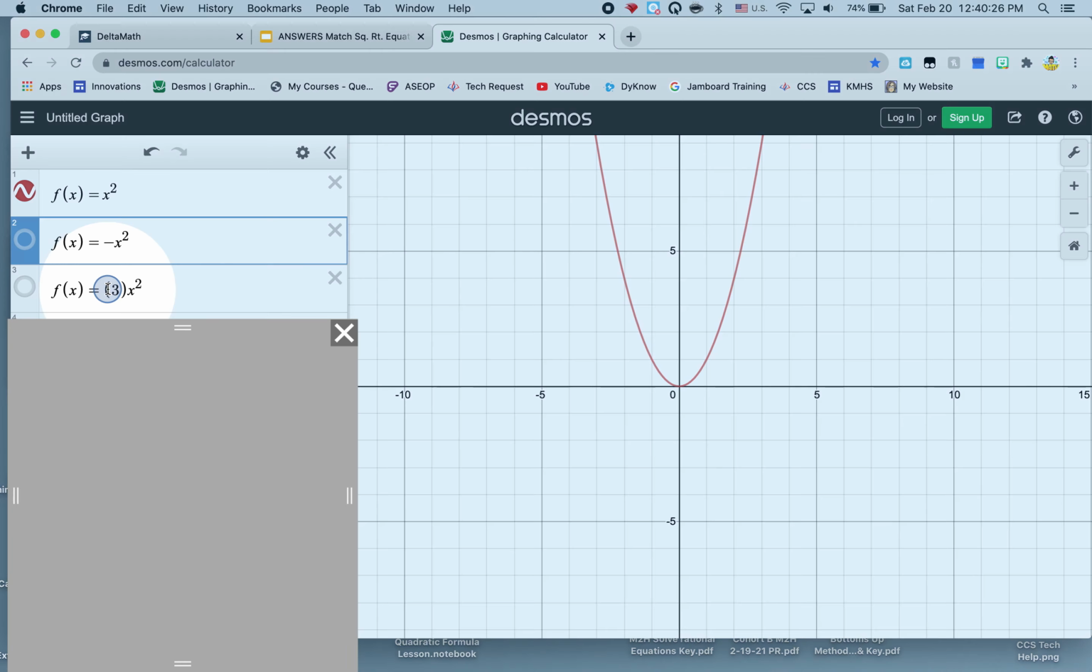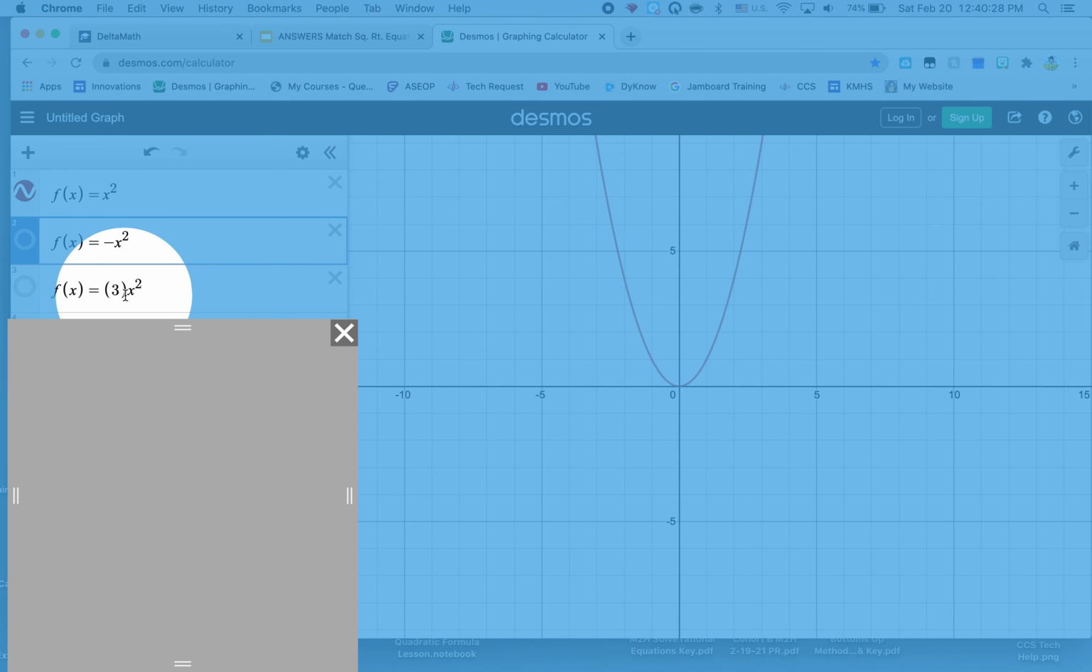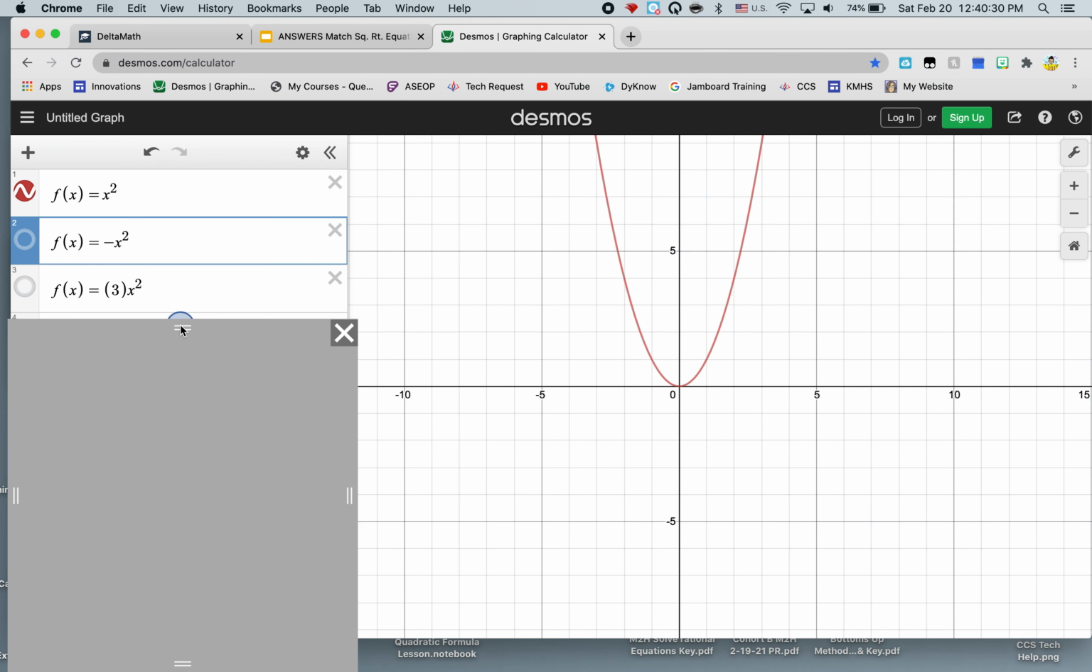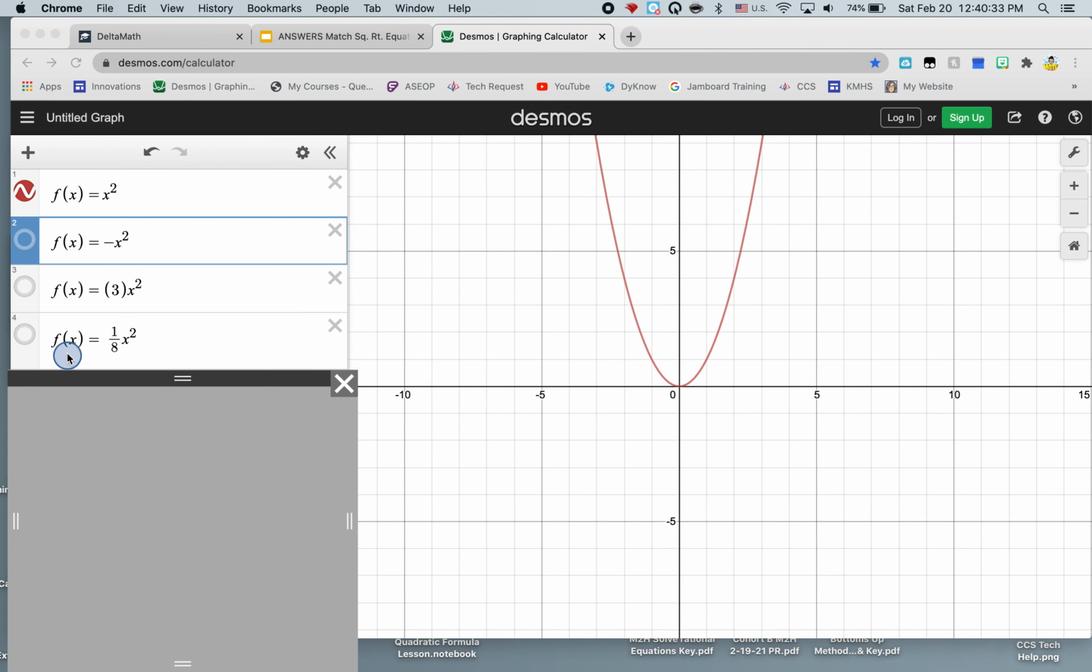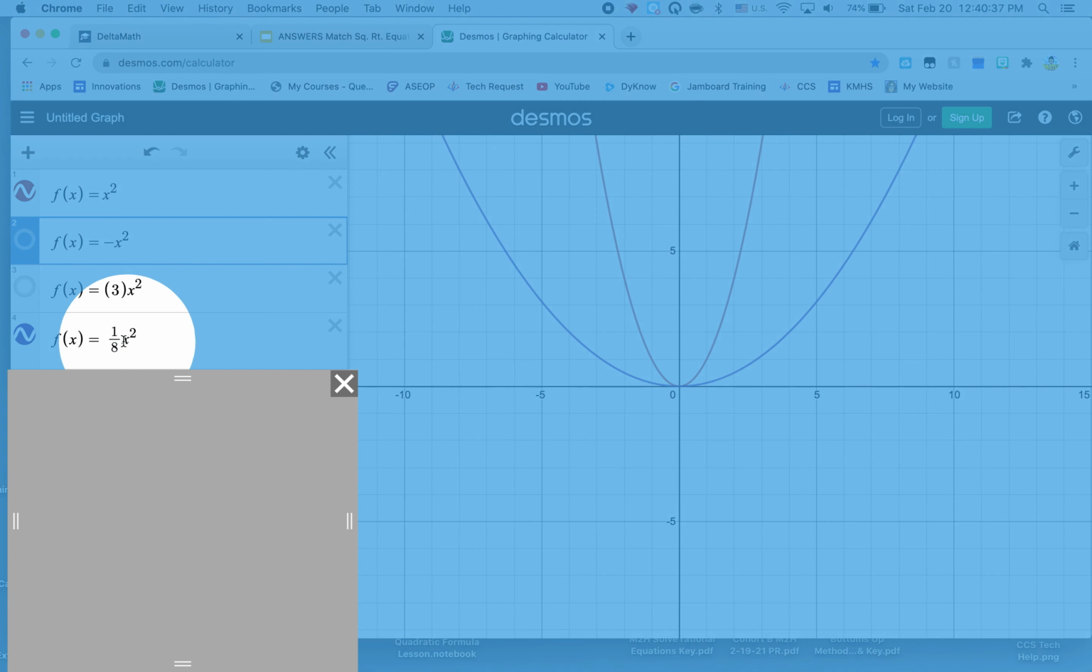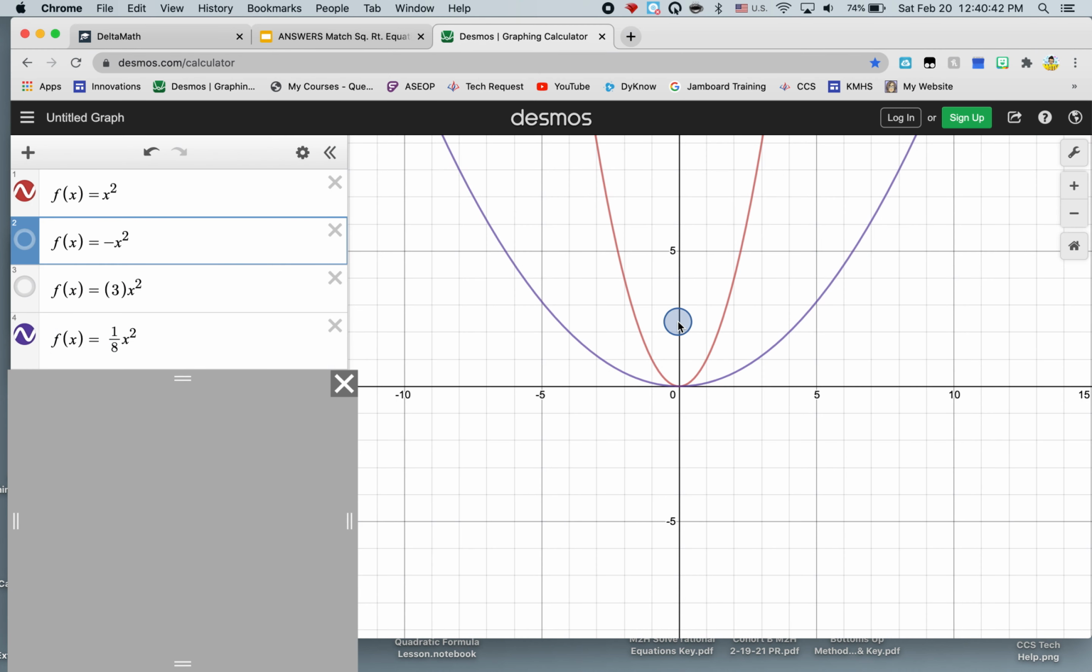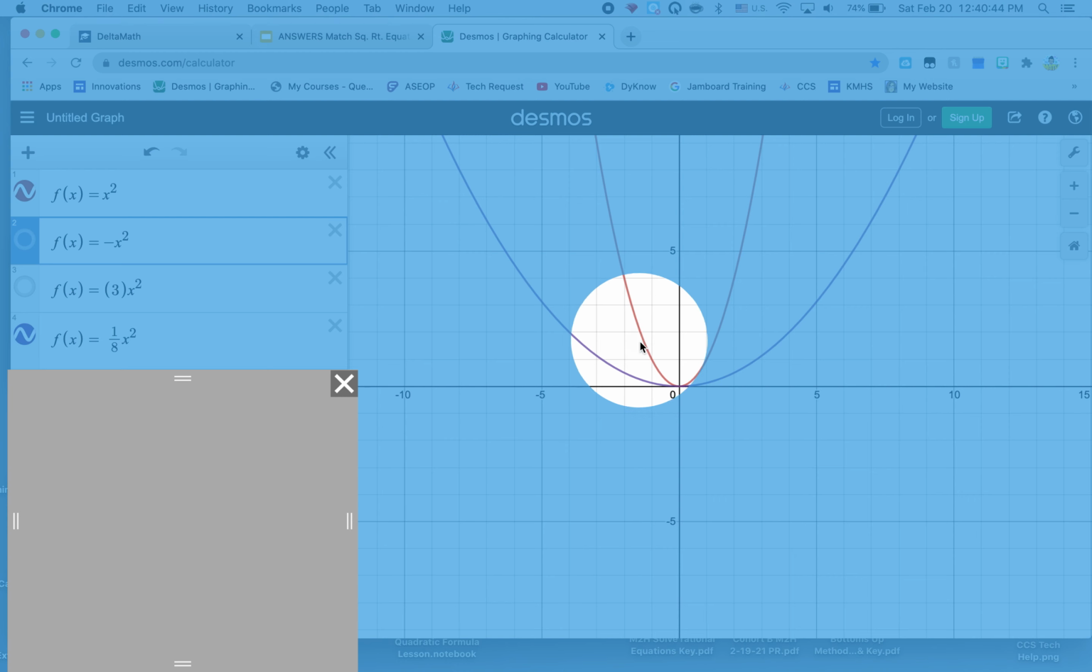What happens if the value in front of the x squared is less than a whole number? So it's between the numbers 0 and 1. In this case, I have 1/8 x squared. Let's compare that to my parent function. Okay, you can see I've got the red parent function. The fraction graph is wider, or what we call compressed. So it is compressed. It is wider than the parent function.